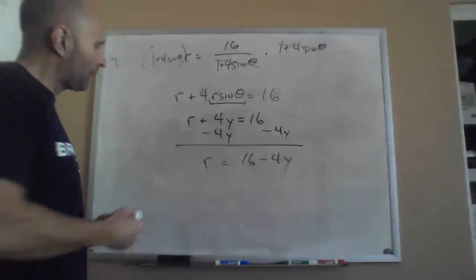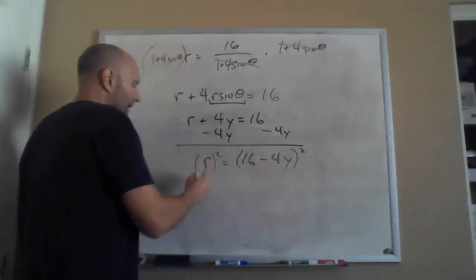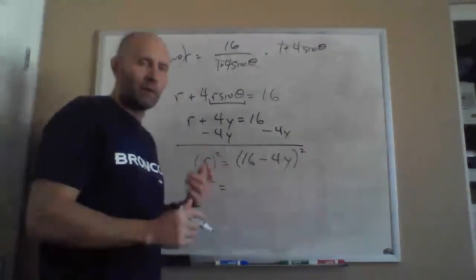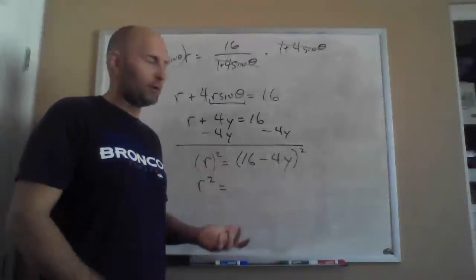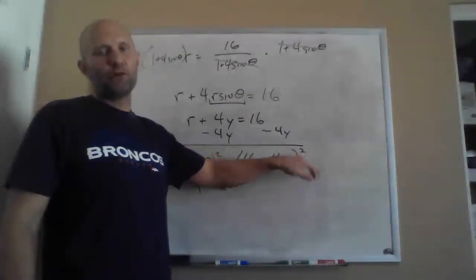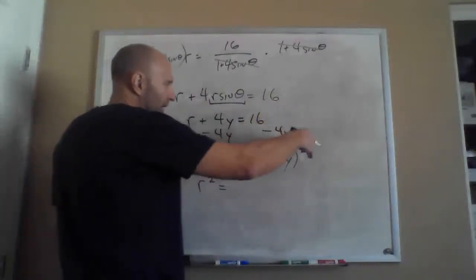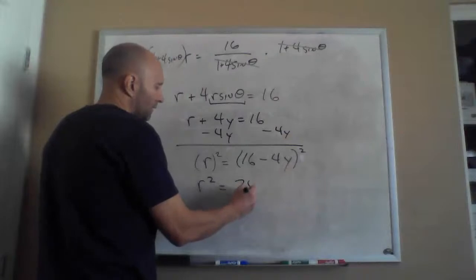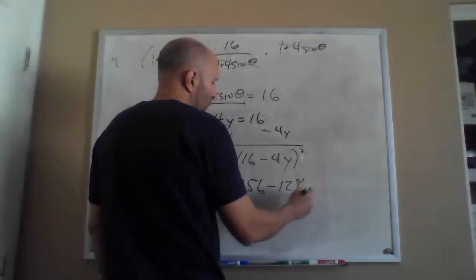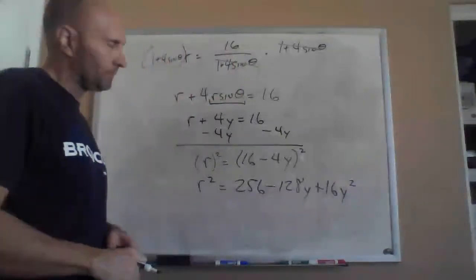Now I can go ahead and square both sides. So on the left, I get r squared. And on the right, be careful here. Going back to Math 126 and our binomial theorem, if I have a binomial that's squared, I'm going to end up with how many terms? 3. So this is really 16 minus 4y times 16 minus 4y. So if you FOIL it, you get 256 minus 128y plus 16y squared.